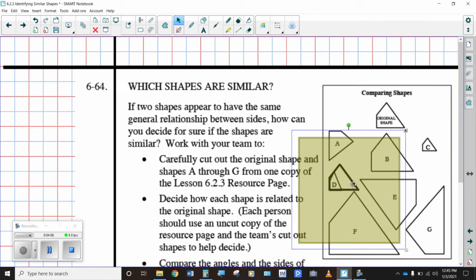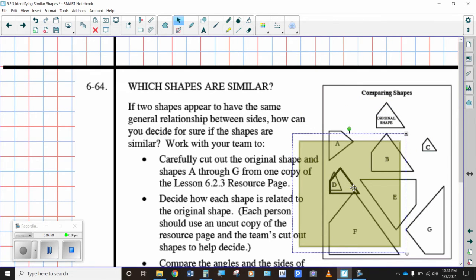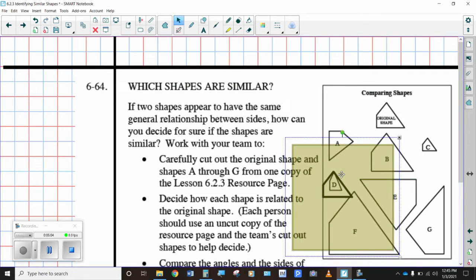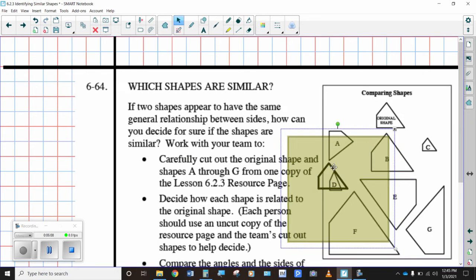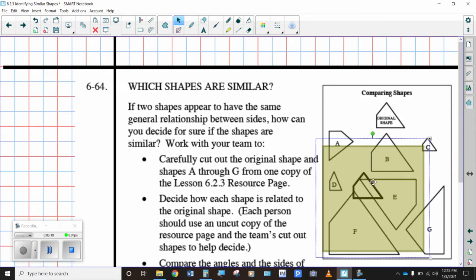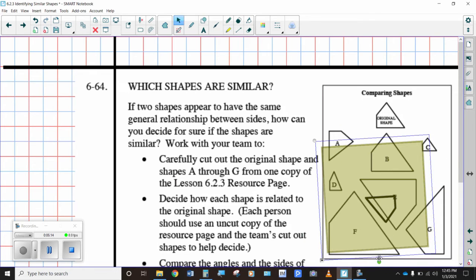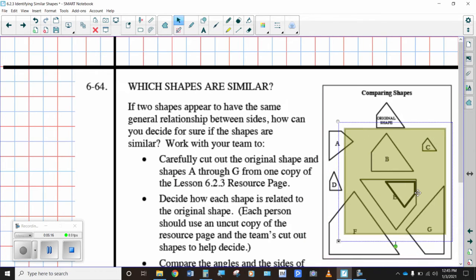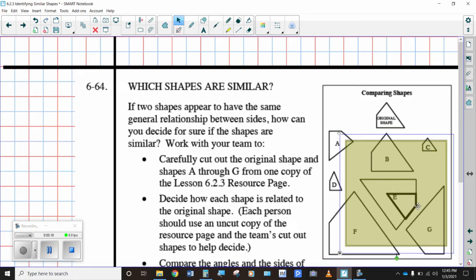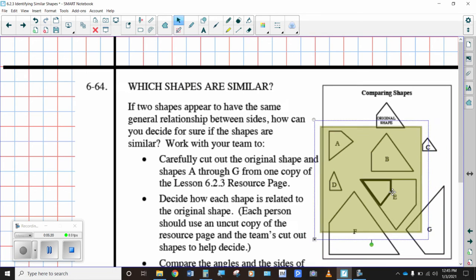Now we got the right angle, but you see that angle right there in the left-hand corner? It looks like figure D has a wider angle there, and the angle at the top is not as wide. So we're going to say D is not similar. Let's rotate this around to see if E looks good. Yes, yes, yes, and yes.